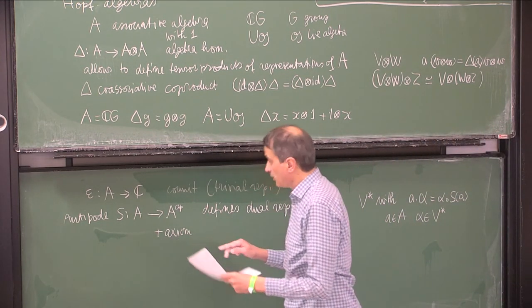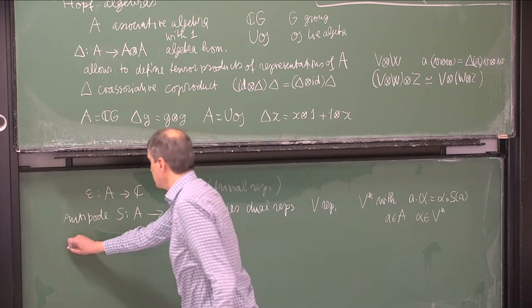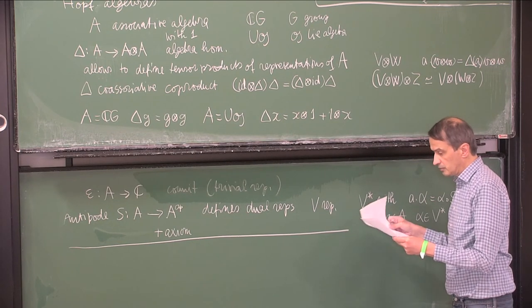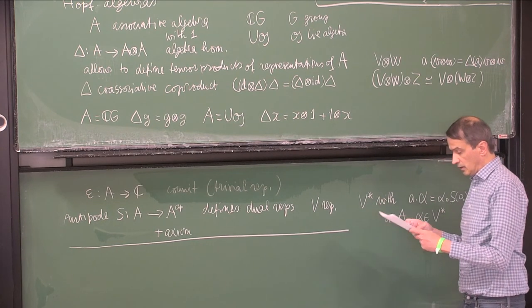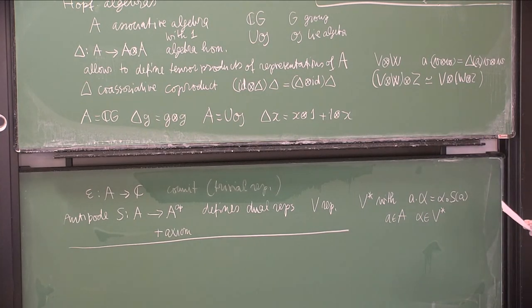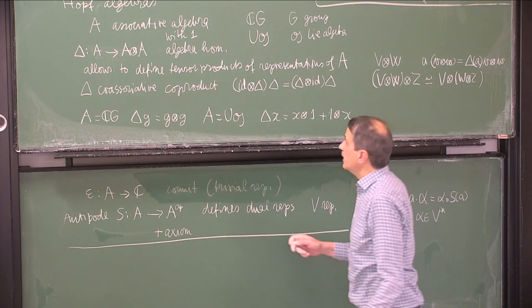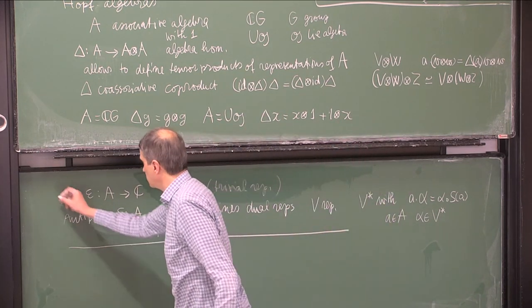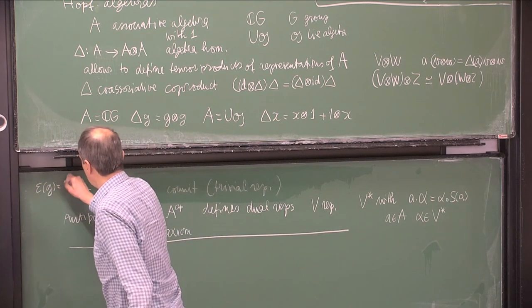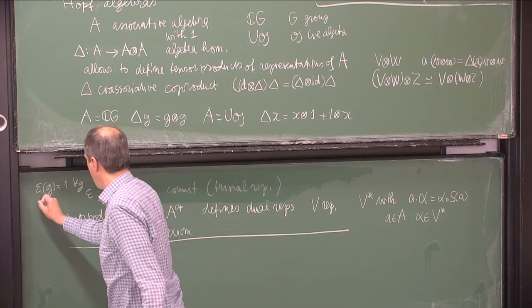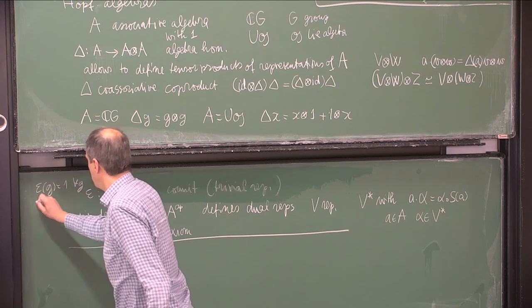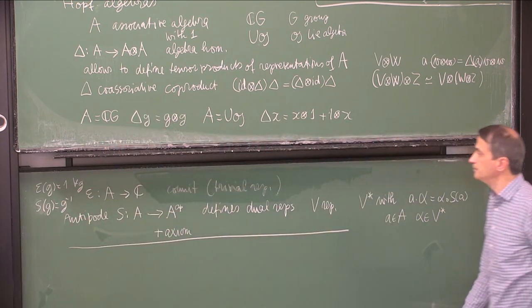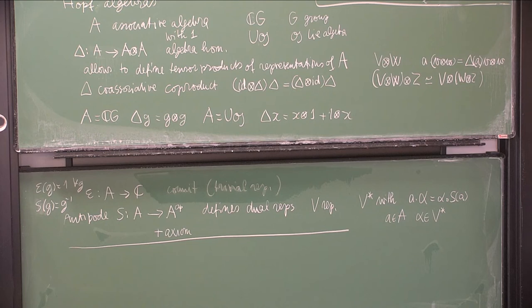But now, what about... Right, I don't have time to give the example, so I will do it next time. Maybe I didn't say so: epsilon of G is 1 for all G in the group case, and S of G is the inverse. This is what you have in groups, you can invert elements. And similarly for the algebras.